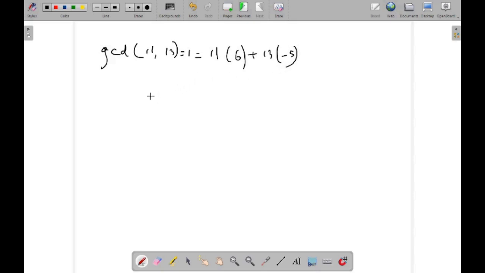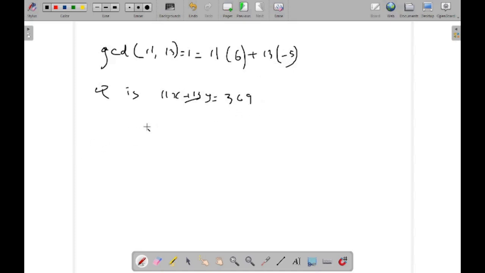Okay, our question is: solve 11x plus 13y is equal to 369. That was the question. We got 1 equal to 11 into 6, that is 11x plus 13y is minus 5. Okay, so here the right hand side is 369.